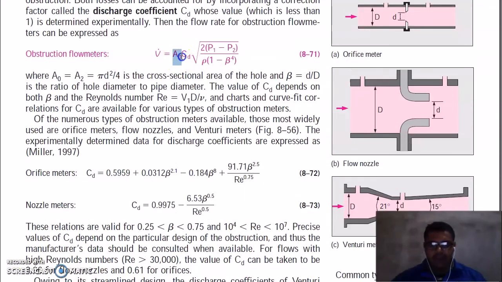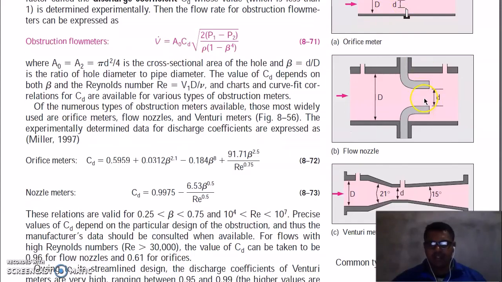This A0 here is used to find the volume flow rate. If you multiply this velocity with the coefficient of discharge and A0, you will get the volume flow rate. A0 is the cross-section area of this. This is the A0 here in this case. And the coefficient of discharge depends on the Reynolds number, which is this.